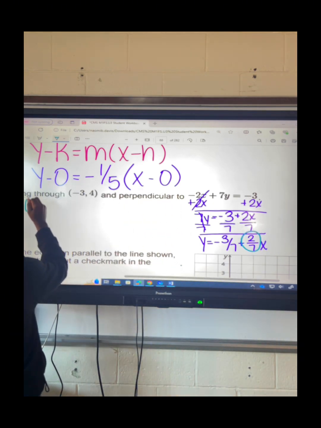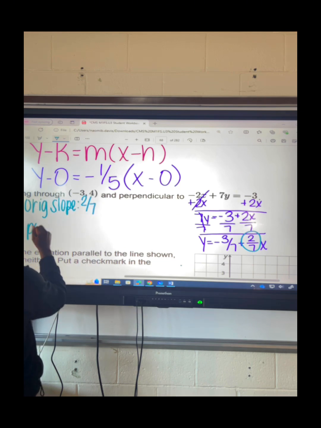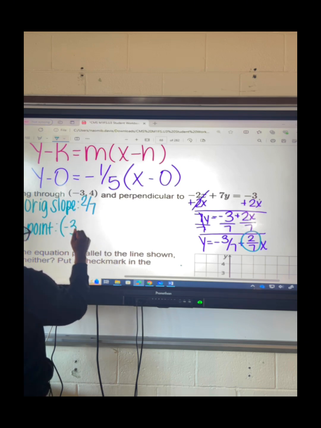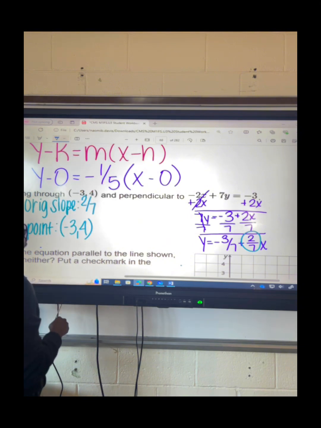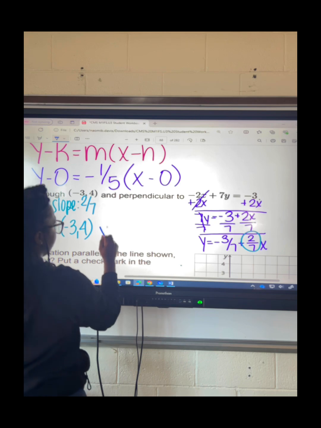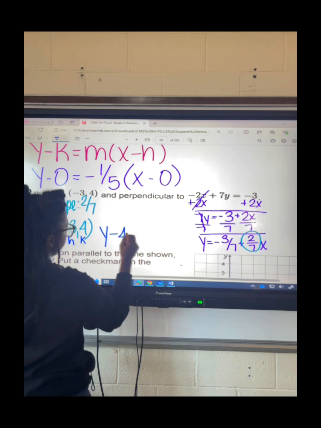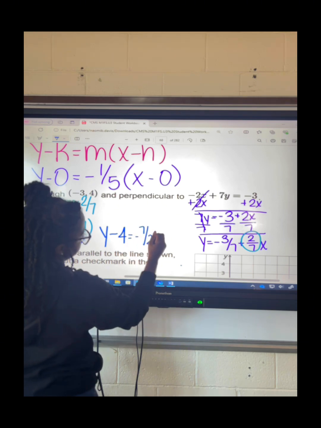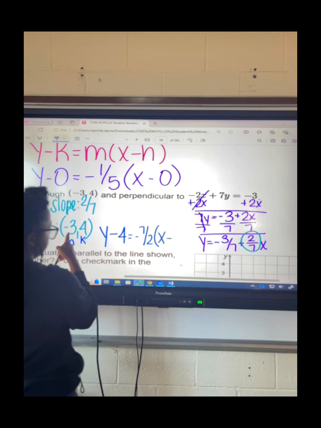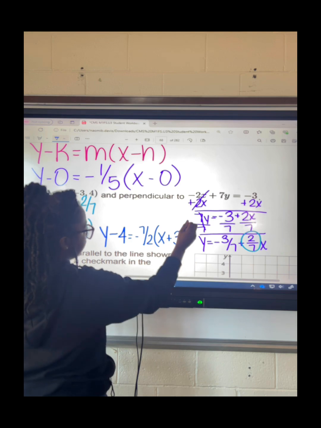So I'm working with an original slope of 2/7, and my point, which is what they gave me, is (-3, 4). So what's my new line? Y minus k, h k, y minus 4 equals the opposite reciprocal, negative 7/2, times x minus, but that's a negative 3.